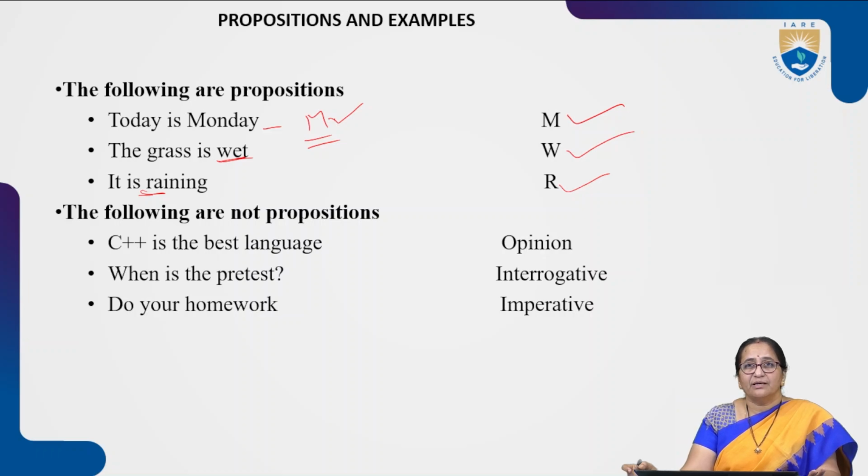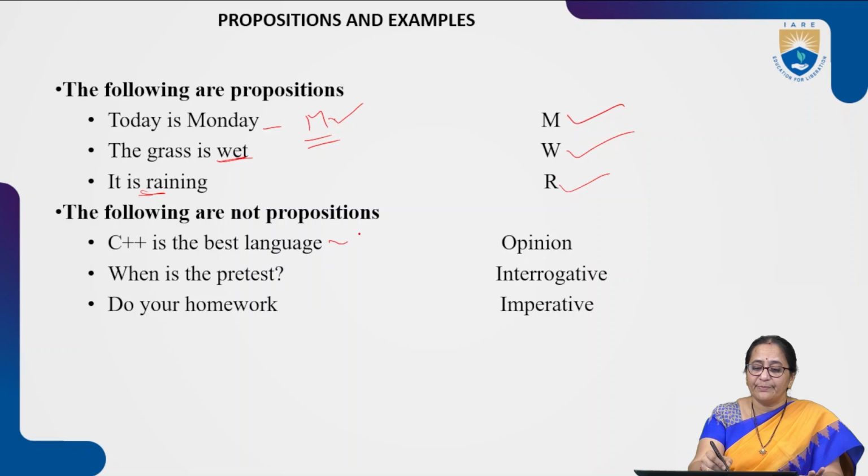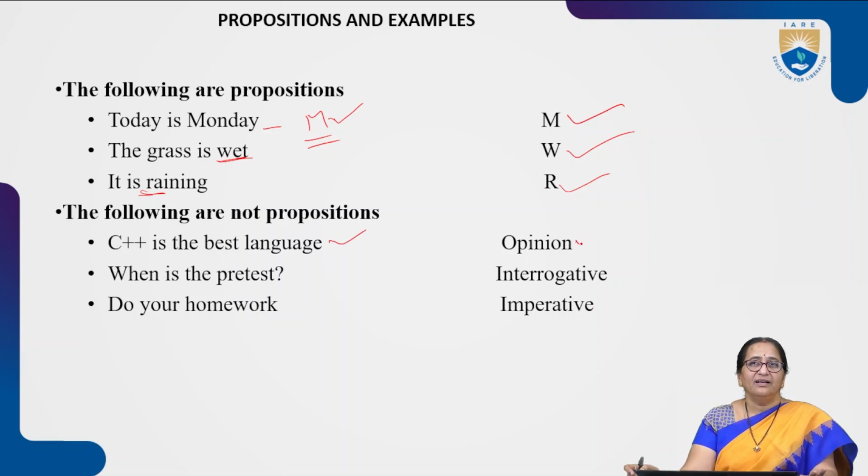See the next example. The following are not propositions. Yes, C++ is the best language. This is an opinion. Some people may say Java is the best language, some may follow C, some .NET, some Python. Each person has their own individual opinions. So we can't say C++ is the best language. This is not a proposition, it is just our opinion.